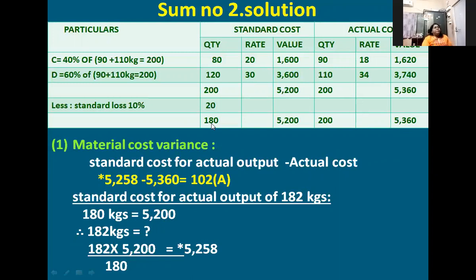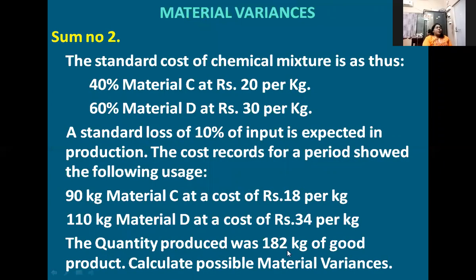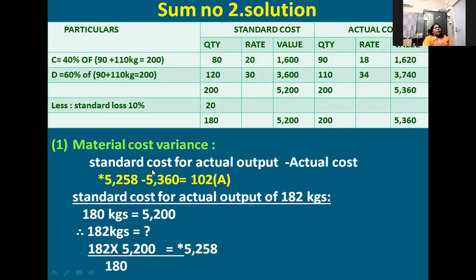Again, I'm repeating, 180 is the standard quantity we required, and the standard cost for 180 quantity is 5,200. So as per the standard, 180 quantity and 5,200 cost, but actual production is 182. So whenever we are considering the standard cost, we need to consider the standard cost for actual output only. Actual output is 182. We have the information for 180. Then what is it for 182? Calculate in this way: standard cost for actual output minus actual cost. So this is the way we calculate the cost variance.